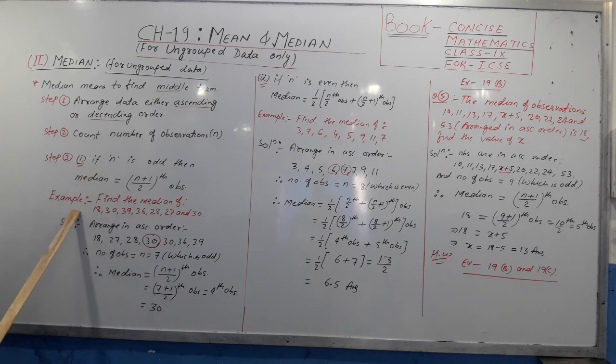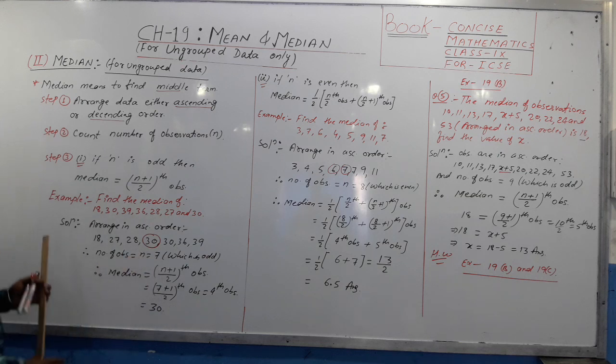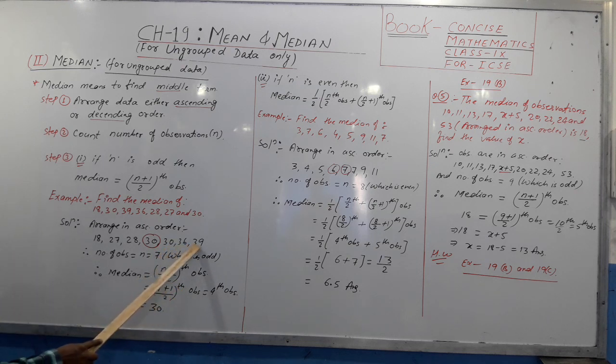See, one example based on an odd number of observations. Find the median of 18, 30, 39, 36, 28, 27 and 30. First you arrange in ascending or descending order. I have arranged here in ascending order. So after arranging in ascending order: 18, 27, 28, 30, 30. See here, 30 twice. That means you must write the same data again. Don't miss it. 30, 36 and 39.